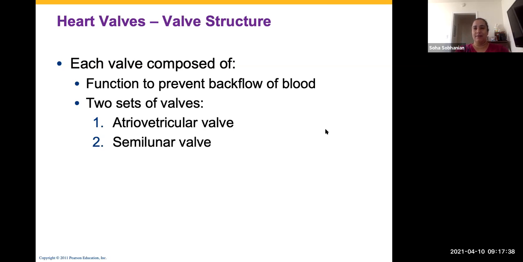When I have your heart, the top chambers, do you guys see my hand, by the way? I don't know if I'm holding my hands too high or not. Okay, good. So you have the top chambers of the heart collecting the blood, and the blood comes down to the ventricles, right? So the atria collect the blood, and the blood comes down to the ventricle.